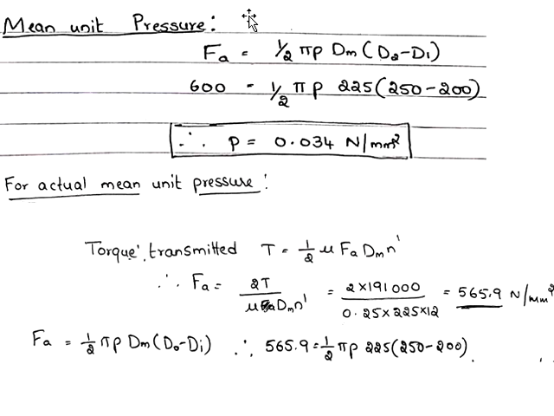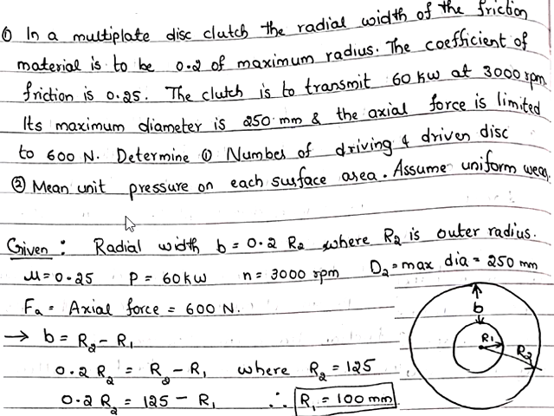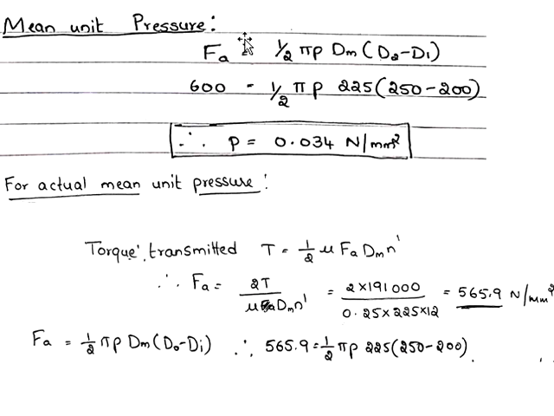So according to the question, you have to find out mean unit pressure also. To find out mean unit pressure, if you consider the torque equation and the FA equation, I am having the mean unit pressure or P term only in the FA equation. You don't have any P term in the torque equation. So to find out mean unit pressure, we'll use this FA equation.